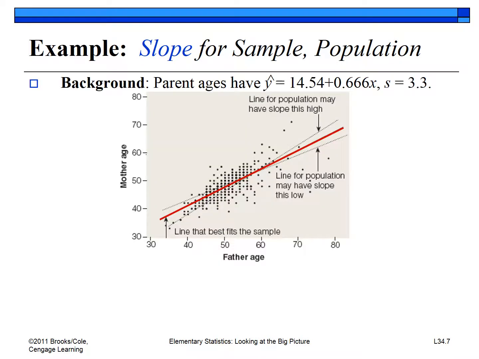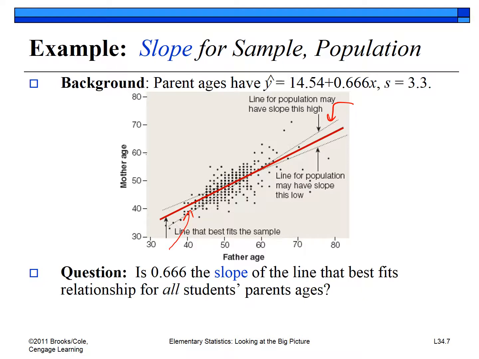So here's an example of a sample. We have parents' ages. On the horizontal axis, we have fathers' ages, and on the vertical axis, we have mothers' ages. For this particular sample, the red line is the actual slope of the least squares line for the sample. We don't know what the population looks like. It could be a little higher. A higher slope would be the dotted line that is on top here on the right side. It's also the one that's on the bottom on the left side. Or the slope could be a little bit lower. We just don't know.